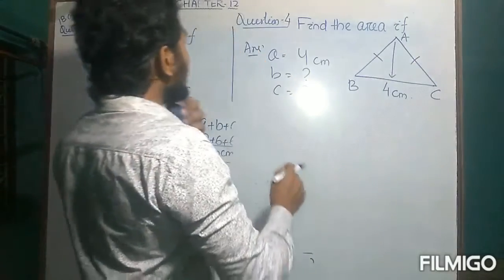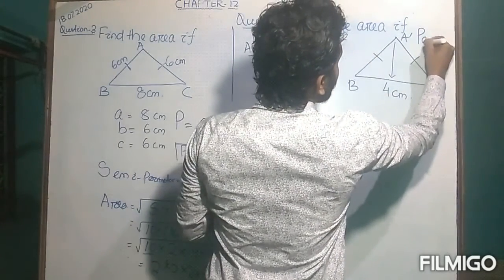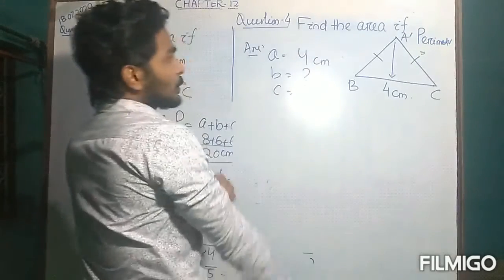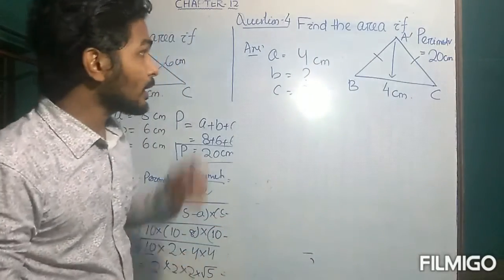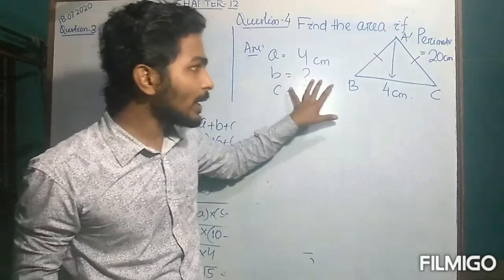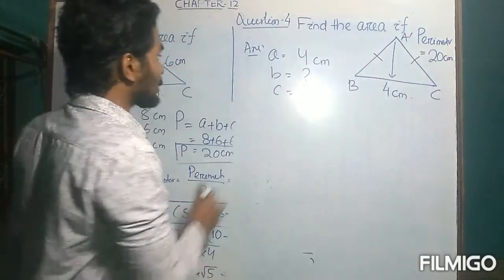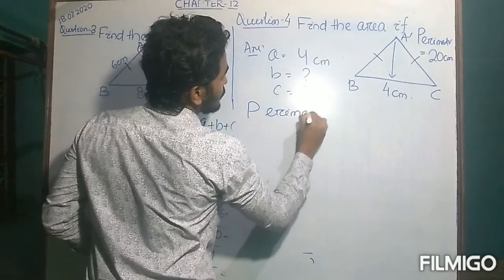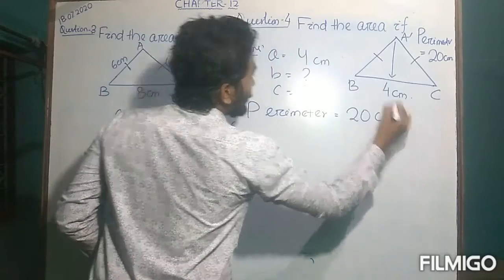Okay. And in the question I have also left something, that the perimeter is equal to 20 cm. I have left this out of the question. Unfortunately, now a is given, b is not given, c is not given, and what is given? Perimeter is given. So perimeter is given, how much? 20 cm.